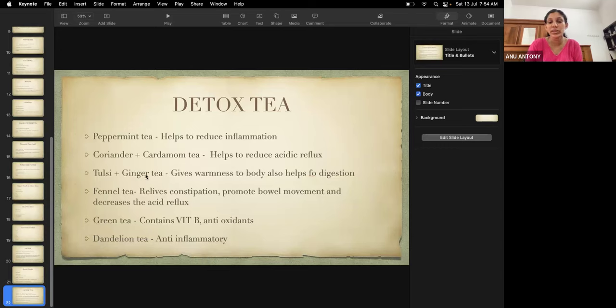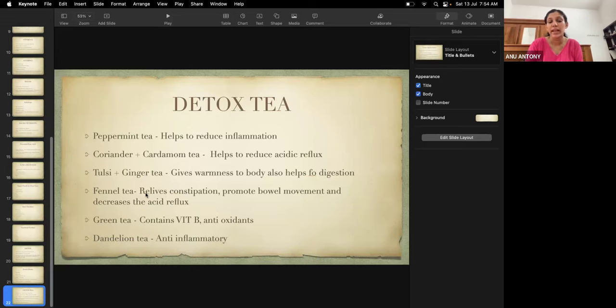Tulsi plus ginger tea gives warmness to the body and also helps with digestion. So tulsi leaves and a piece of ginger, boiled in water together. Preferably if you are having a heavy meal, you can choose this post lunch. Tulsi plus ginger tea.